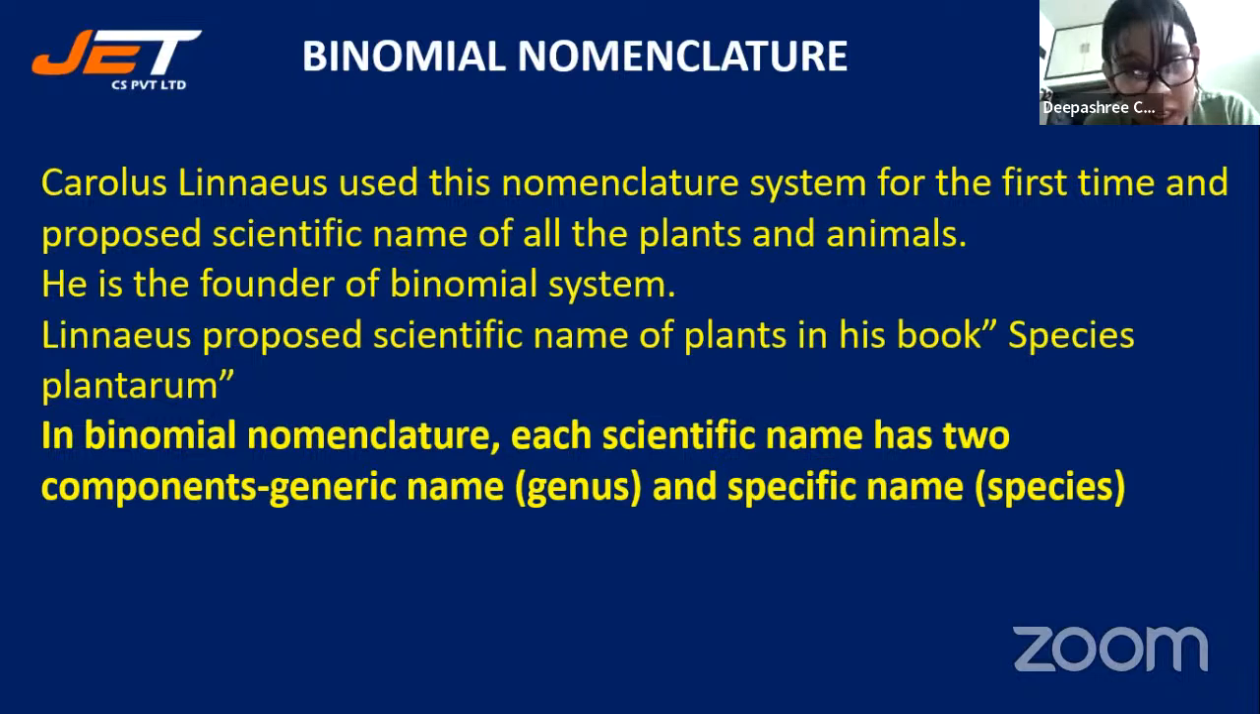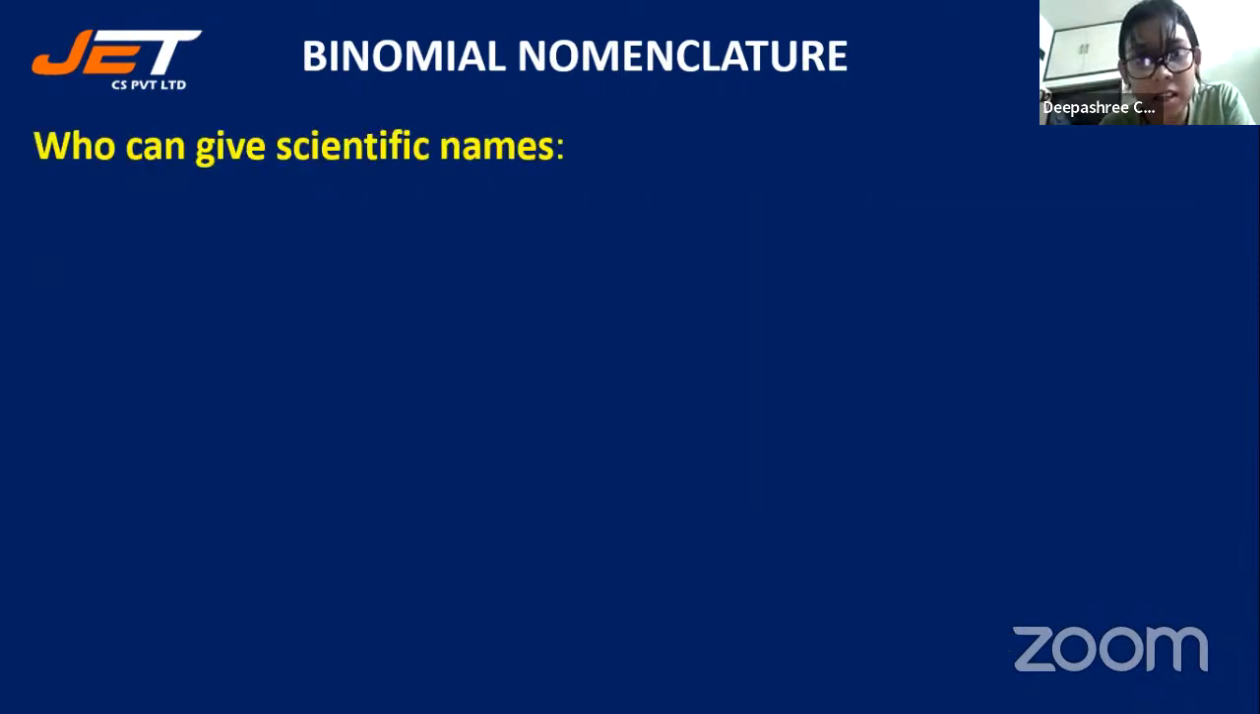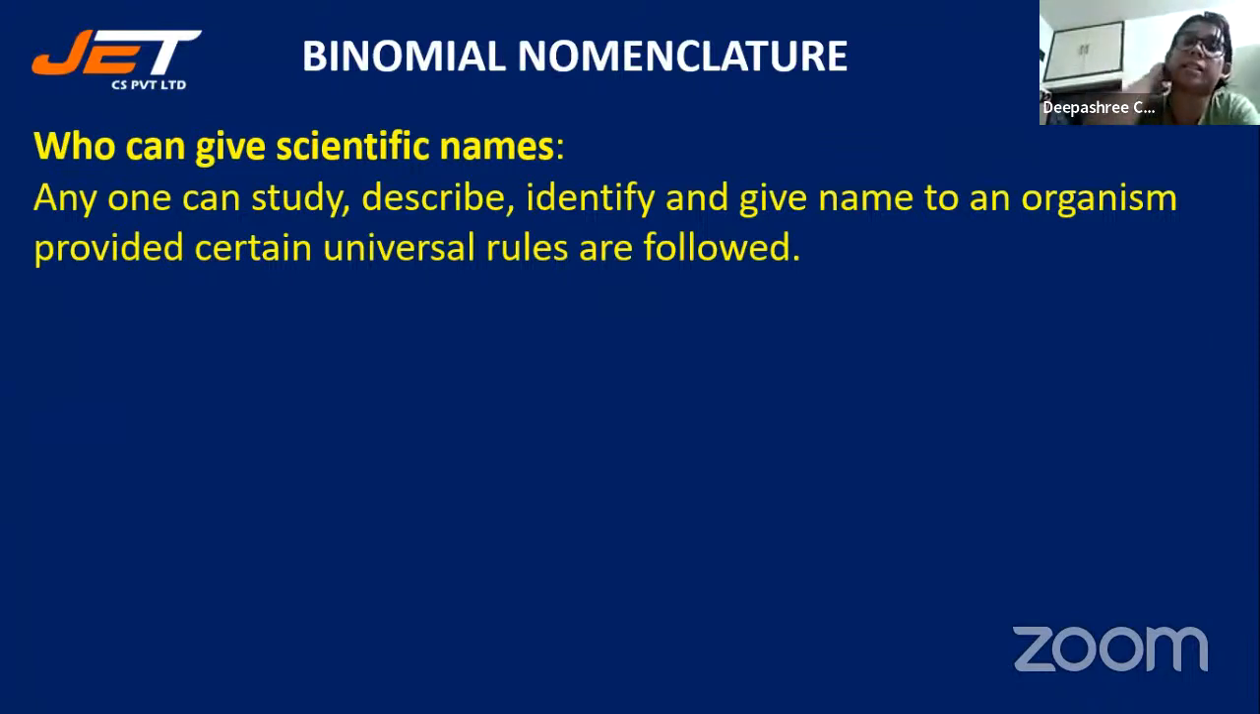In binomial nomenclature, each organism has two names: one is the generic name and the other is the species name. Mangifera indica: Mangifera is the genus name, indica is the species name. Like Homo sapiens: Homo is the generic name, sapiens is the species name. Homo neanderthalensis: Homo is the generic name and the species is neanderthalensis. This is what we discussed yesterday.